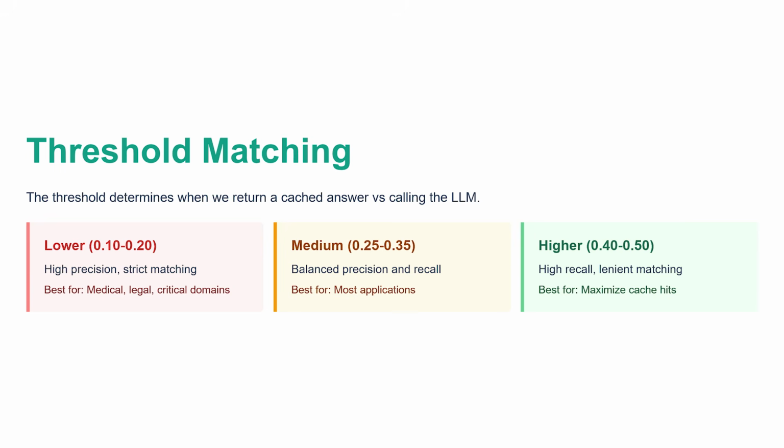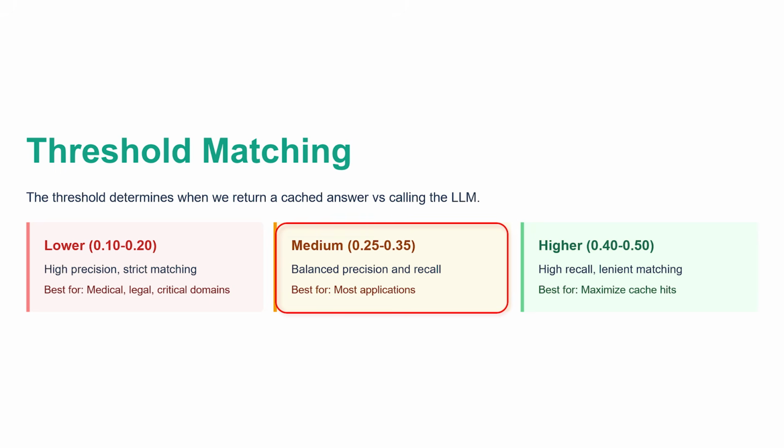All right, now we get to the important part, the threshold. This is the number that decides whether you return a cached answer or call the LLM. Basically, you're asking how similar is similar enough. And this is where it gets strategic, because there is always a trade-off. Set a low threshold, say 0.1 to 0.2, and you're being super strict. Only extremely similar queries will match. You will have high precision though, meaning when you do get a hit, you're confident it is right. This is what you want for healthcare or legal or these types of sensitive domains where mistakes are really costly.